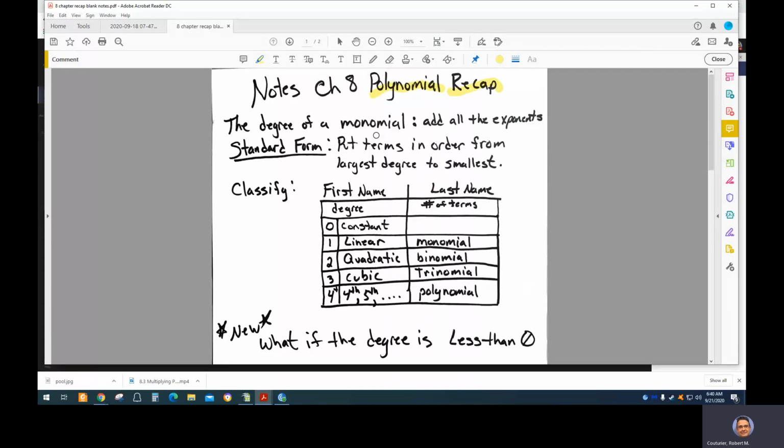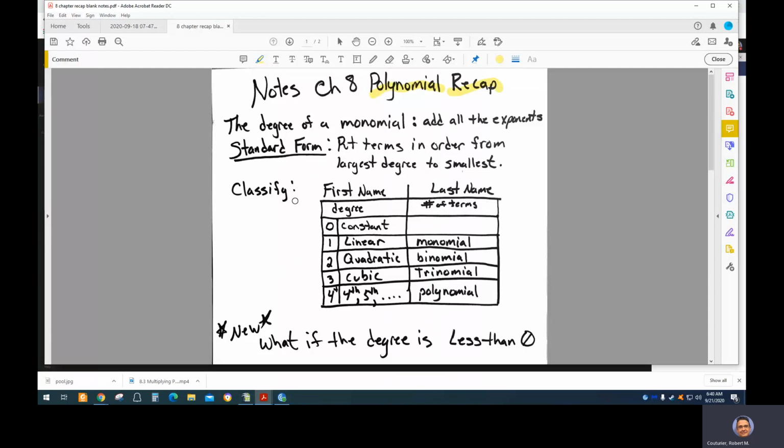We learned that in order to get the degree of a monomial, which is one term, all we do is add up all the exponents, however many variables there are, just add the exponent on every single variable. That'll give you its degree. We did learn that there's a thing called standard form. We put terms in order from the largest degree to the smallest degree. So you may have 3 terms, and each term has its own degree. Whichever term is largest goes first.